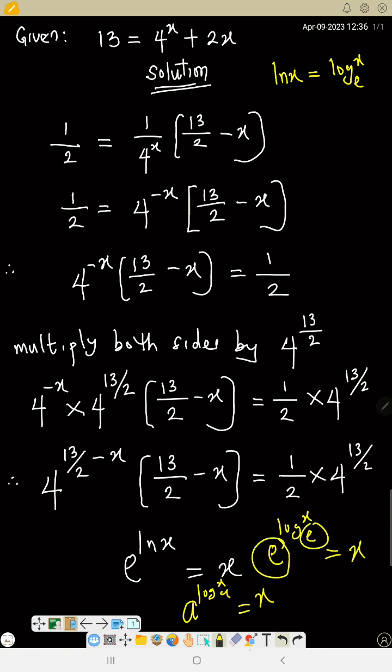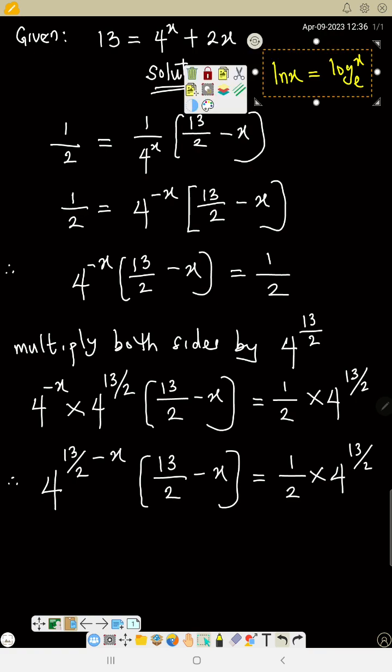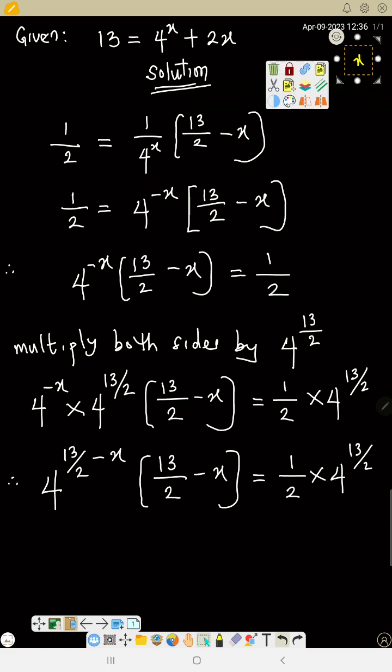Watch my video on logarithm. We have proved that law in logarithm, so we have shown that. So that is part of the law of logarithm, so we proved it also.